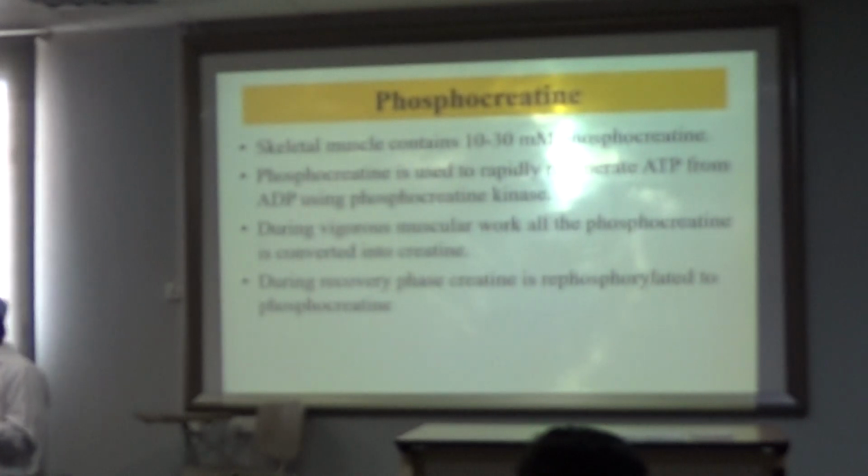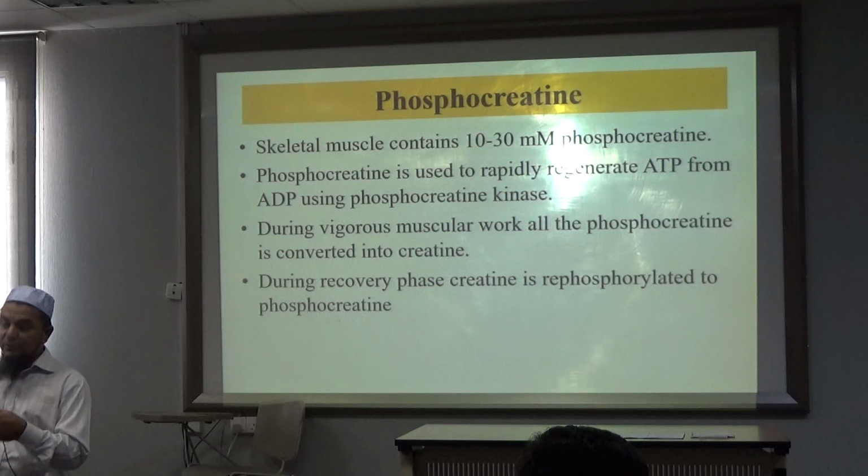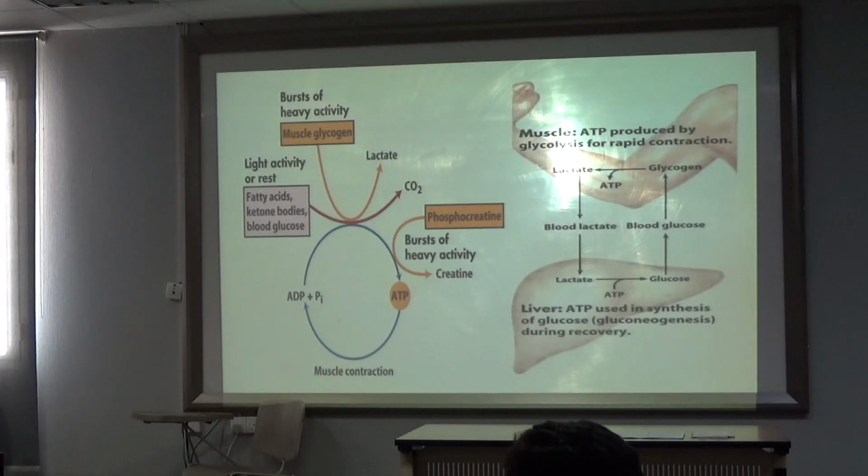But once the engine has started, if you throw out the battery, what happens? Nothing, because now the engine function is there. So the initial function for the muscle is coming from the phosphocreatine. It gives you the burst of heavy activity, and when it gives you ATP, this ATP will start the muscle contraction and so on.